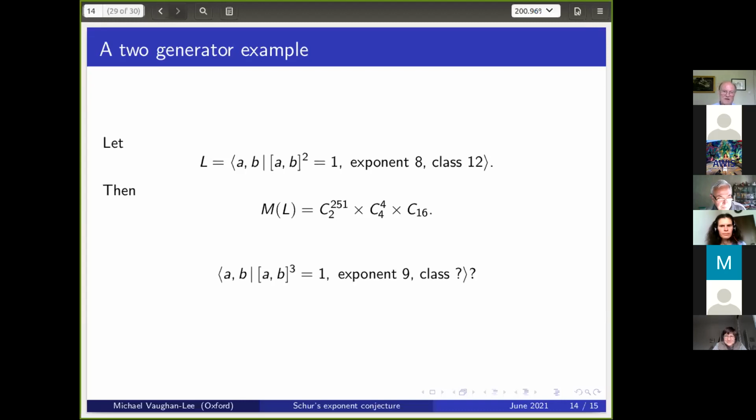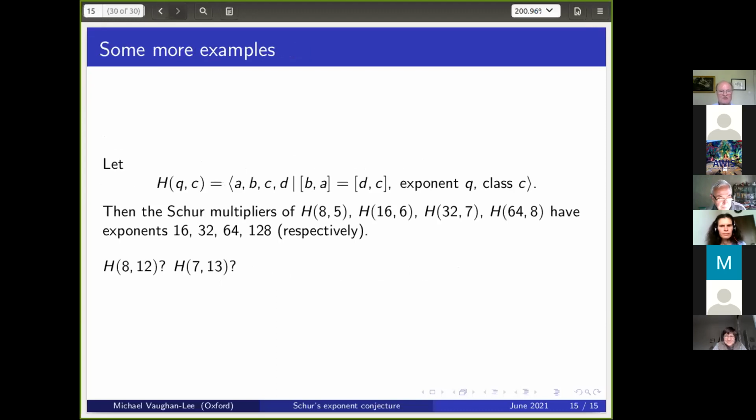I think there probably is a similar counterexample in exponent 9, but I can't compute that. I've tried up to about class 20, but it's still not a counterexample. I imagine even with the relation [A,B] cubed equals 1, in exponent 9 in a finite group, the class very likely goes up into the 30s. And I imagine if you could compute that far, there'd be a very good chance of getting a counterexample, a two-generator counterexample in exponent 9.